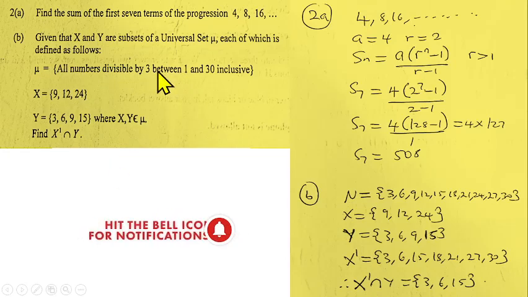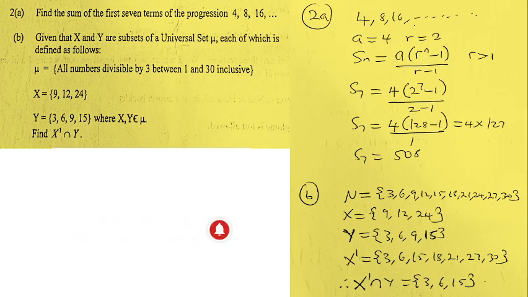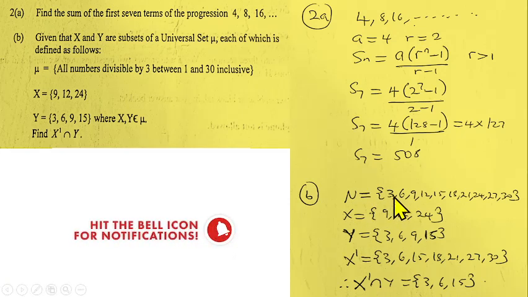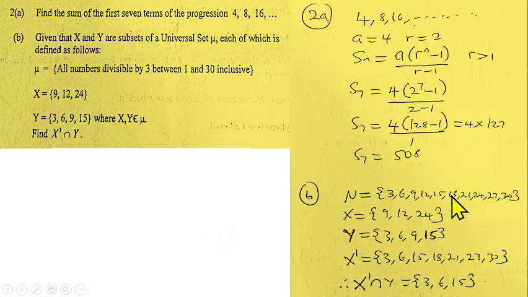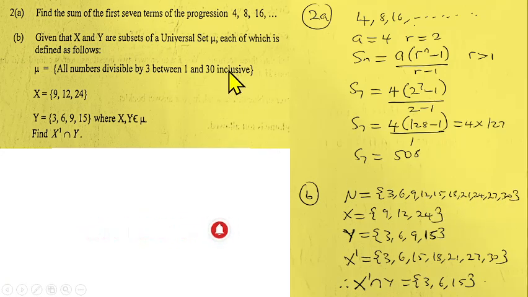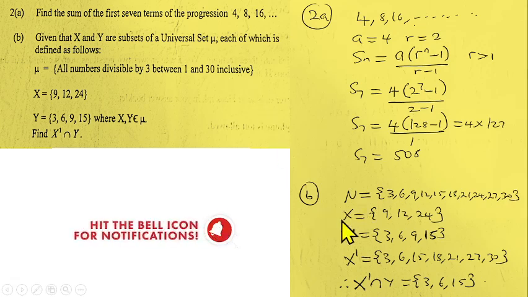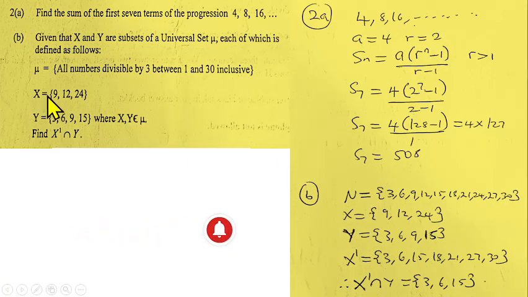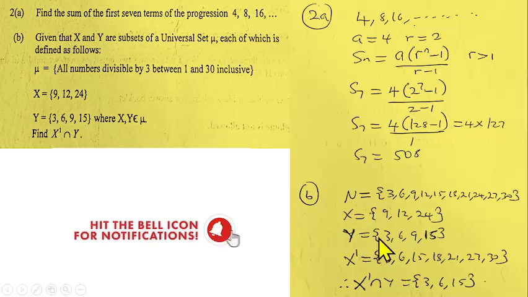So in this case, the first thing we'll do is to first of all know the elements in the universal set as it has been defined: all numbers divisible by 3 between 1 and 30. So the first element there should be 3. The first one is 3, next one is 6, 9, 12, 15, 18, 21, 24, 27, then 30, because we are told that 30 is inclusive. So then the set x is this and set y is given.